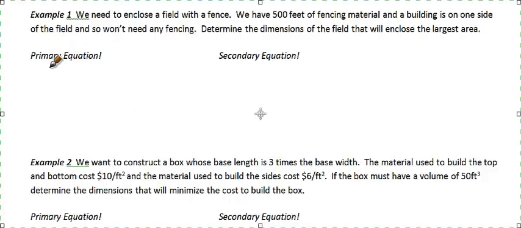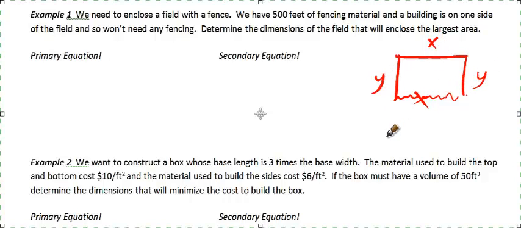So in example one, we want to enclose a field with a fence. We have 500 feet of fencing material, and the building is on one side of the field, so we won't need any fencing, at least for that side. We're going to determine the dimensions of the field that will enclose the largest area. So what I would do first is I would draw out the picture. We have a field, probably a rectangular field. But on one side, we're going to have a building. So we're not going to fence on that side. Okay, no fence. And so we have something like x here, and we got y, and we have 500 feet of fencing.